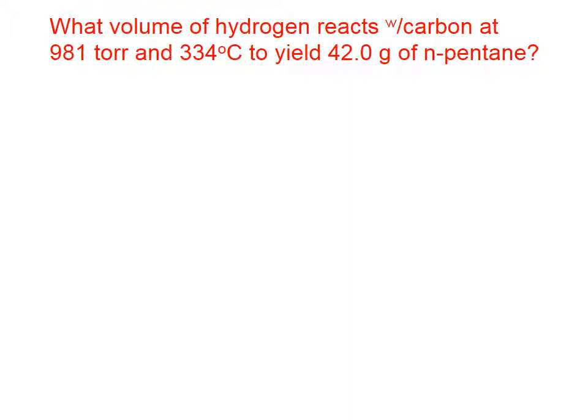What volume of hydrogen reacts with carbon at 981 torr and 334 degrees Celsius to yield 42.0 grams of N-pentane, where N stands for normal pentane? N-pentane, or normal pentane, simply means that your 5 carbon atoms are all in a single line. To find the formula of N-pentane, I think you can figure this out.